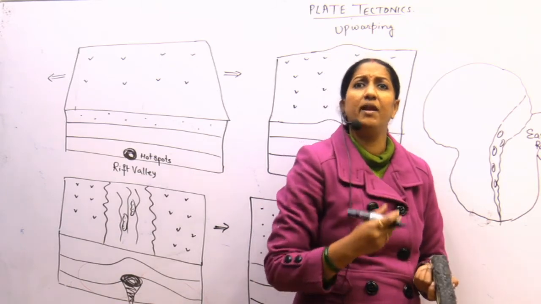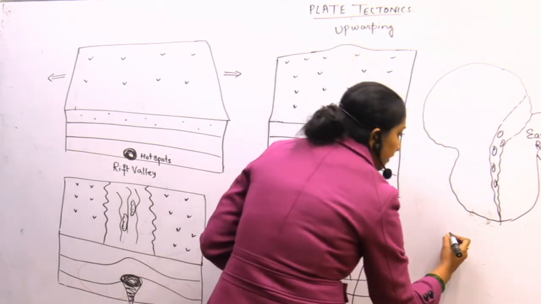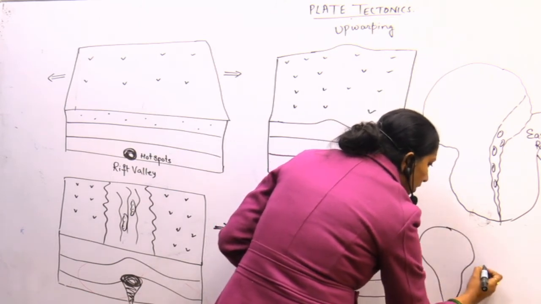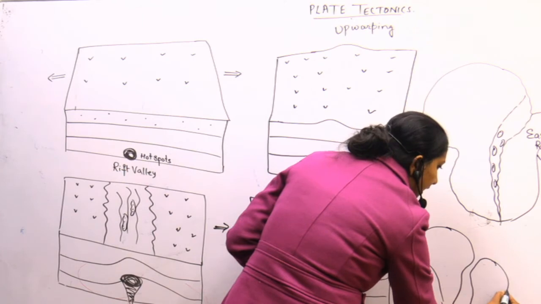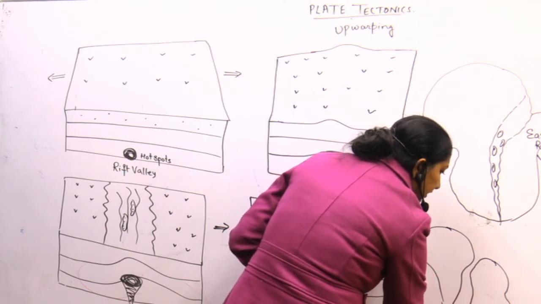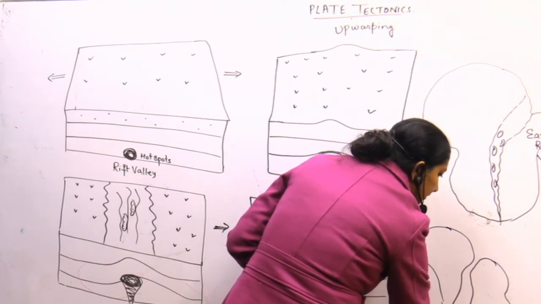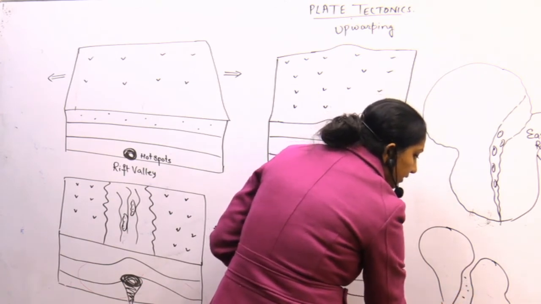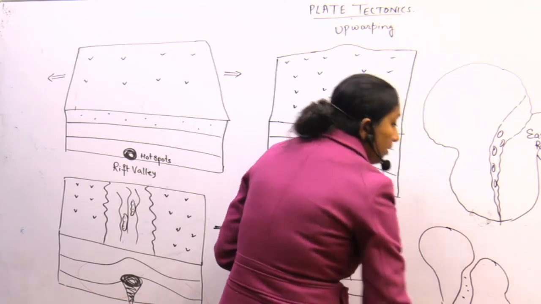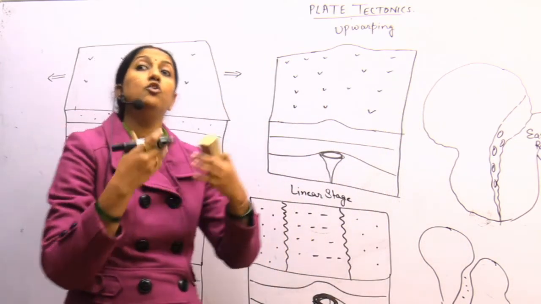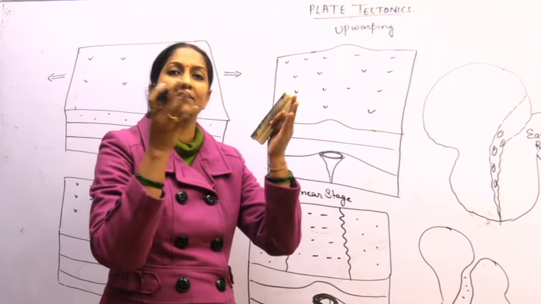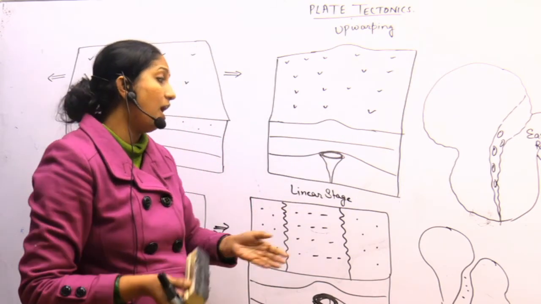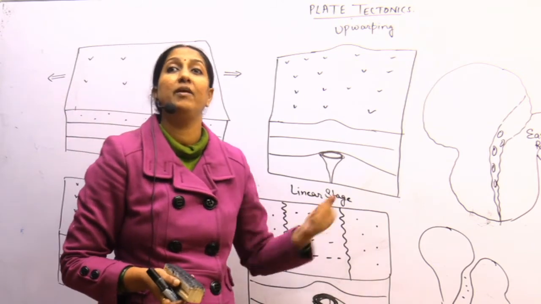In this similar manner, Wegener's Pangaea would have disintegrated and a large number of linear seas would have formed like this. See, a linear sea is here, a linear sea is here, which later on, when this process continues further, were converted into the oceans. So this is how the changes have been taking place over a period of time.